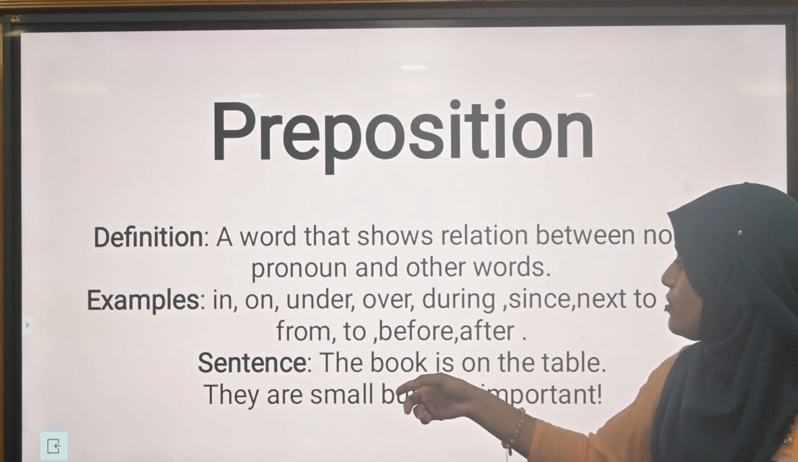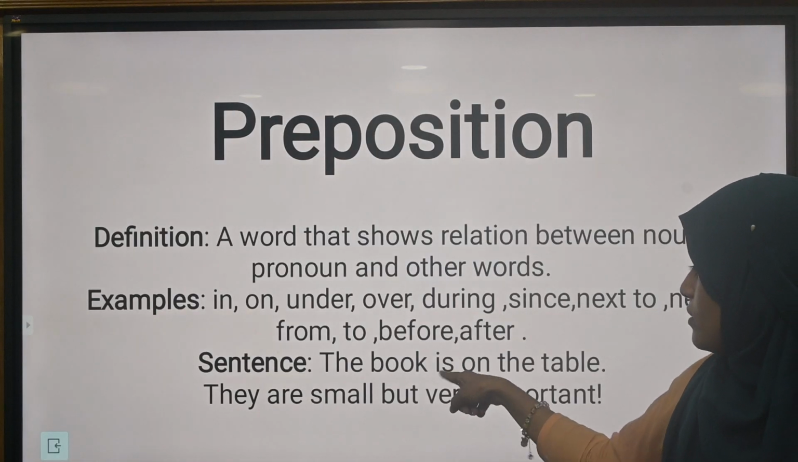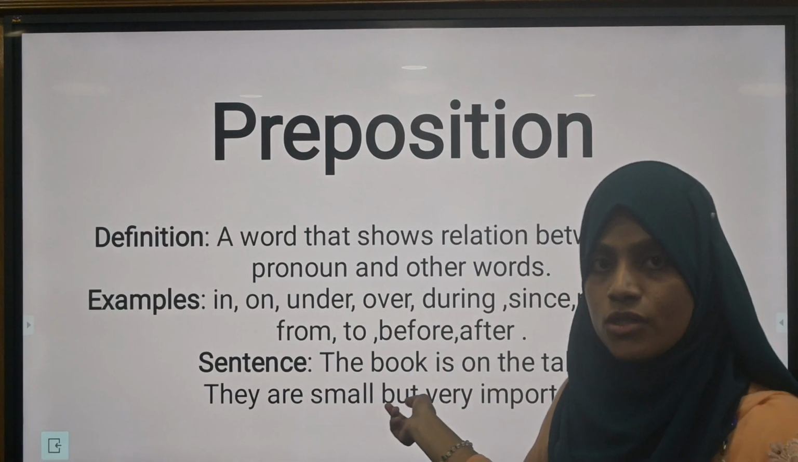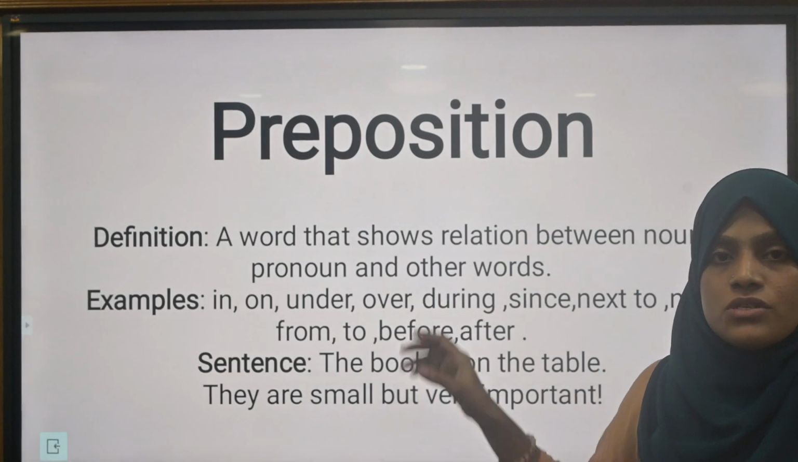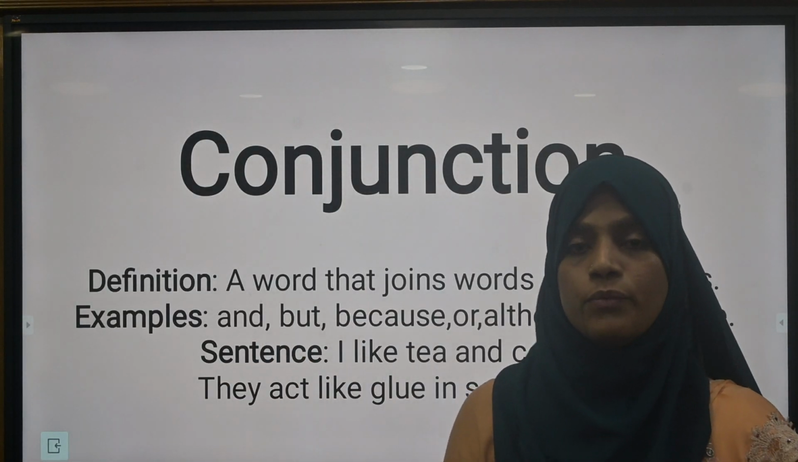Alright. See, I have used a sentence here: The book is on the table. So the word "on" describes the relationship between the book and the table. This is how the preposition works. They are small, but also very important.